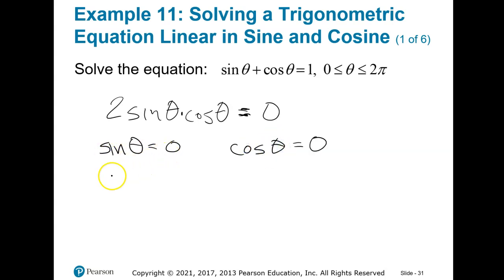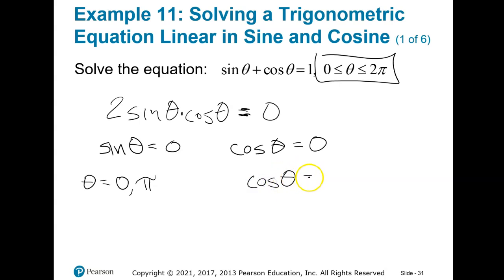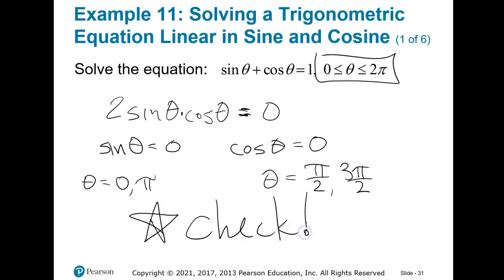So any piece being set equal to 0 could potentially solve this for us. So sine is equal to 0 when, again, in this region, theta equals 0 or pi. Cosine is equal to 0 in this region when theta is equal to pi over 2 or 3 pi over 2. Right, and you may think you're done, but you have to check. Why? Anytime you square to solve, if you square an equation to solve, you have to check.